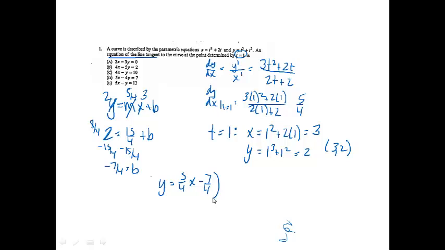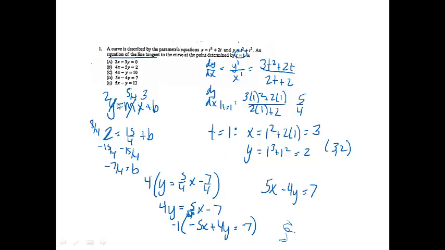So first of all, I'm going to clear the fraction by multiplying through by a 4. So now I'm going to have 4y is equal to 5x minus 7, so I'm getting closer, and actually I can tell it's choice D, but I'll just make sure now. I am going to subtract 5x from both sides, so I'll have negative 5x plus 4y equals negative 7, and then I'm going to multiply the entire equation by negative 1, which gives me 5x minus 4y equals 7, which is definitely choice D. Alright, next.